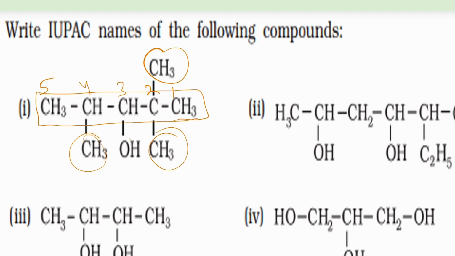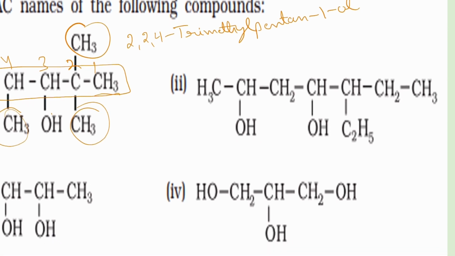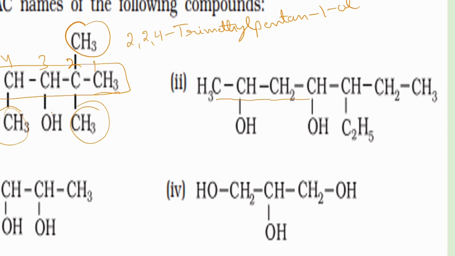And on the second carbon you have 2 methyl substituents. On the fourth carbon you have 1. So it becomes 2,2,4-trimethylpentan-1-ol. That's the name. Next one is 1, 2, 3, 4, 5, 6, 7.